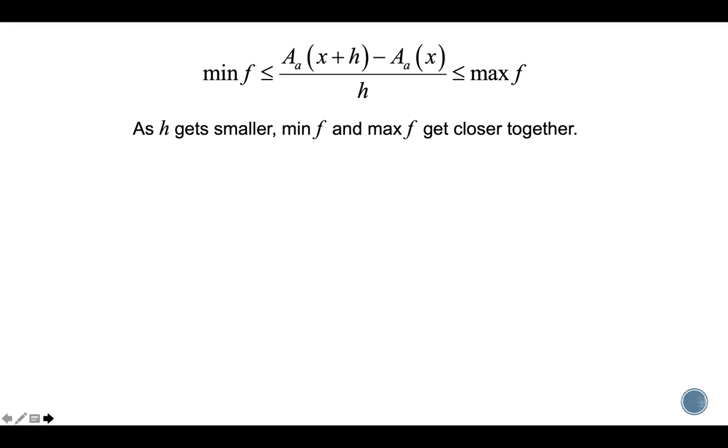As h gets smaller, a really cool thing happens. The minimum of f and the maximum of f get closer and closer together. As we have smaller and smaller distances on the x-axis, we'll have smaller and smaller differences on the y-axis. A way to write that mathematically is the limit as h goes to 0 of this area under the curve over h is equal to f of x.